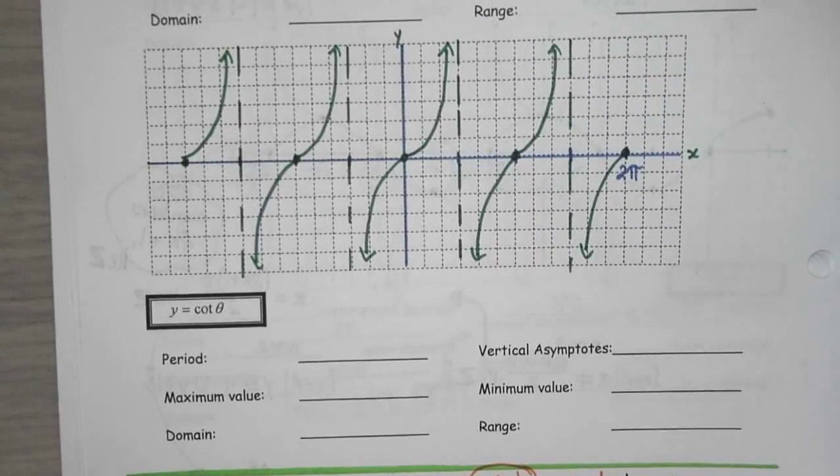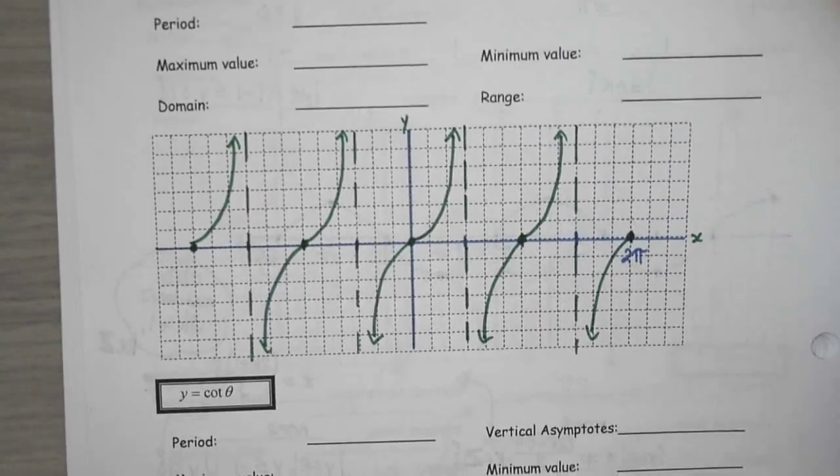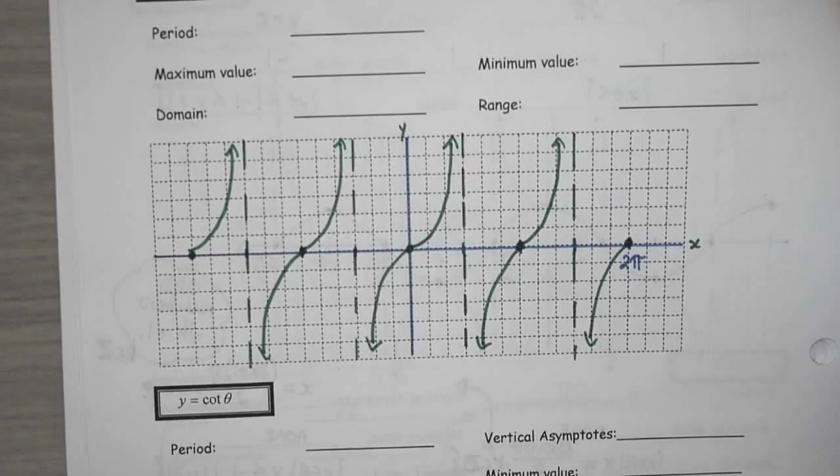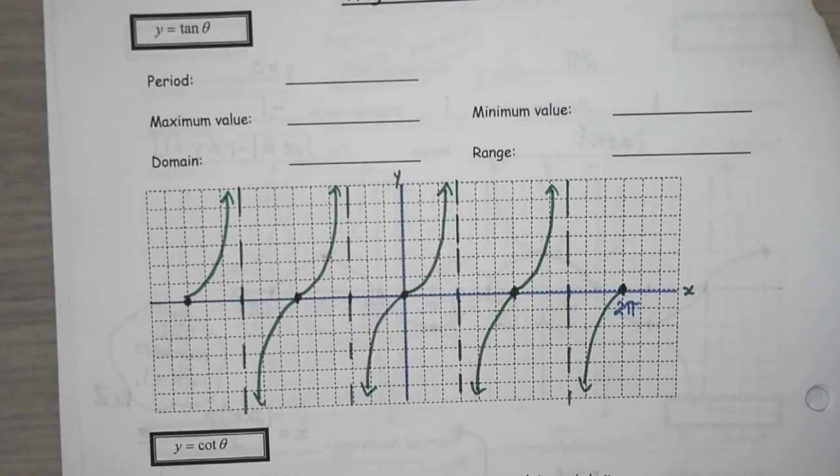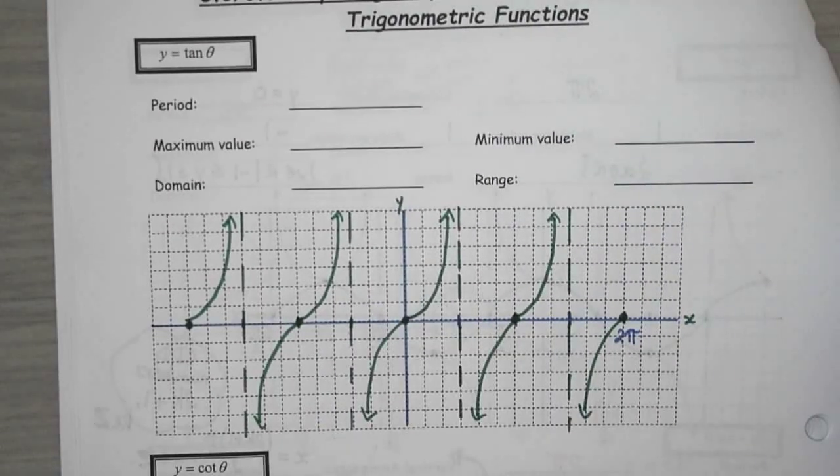Okay? Let us answer all of the questions then. No, sorry. Okay, wait. Answer the questions first and then do the cotangent. Is that all right? Okay, so let's do this one first. So answer the questions first and then we'll do cotangent.